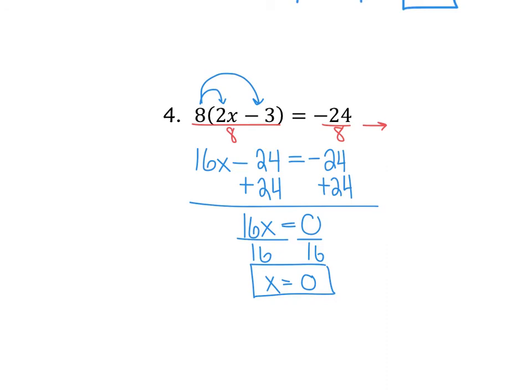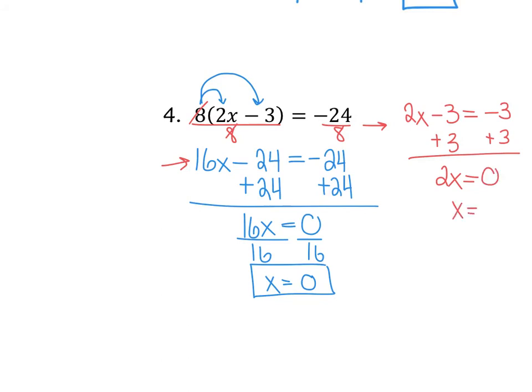Okay, so by dividing by 8, I now have made the left side 2x minus 3, and then the right side is going to be negative 3. So I basically divided 8 out of this entire equation. So I would be left with 2x equals 0, and again, just as before, 0 divided by anything is 0. So either way you do this problem, you will get the same answer because there is only one solution to this problem.